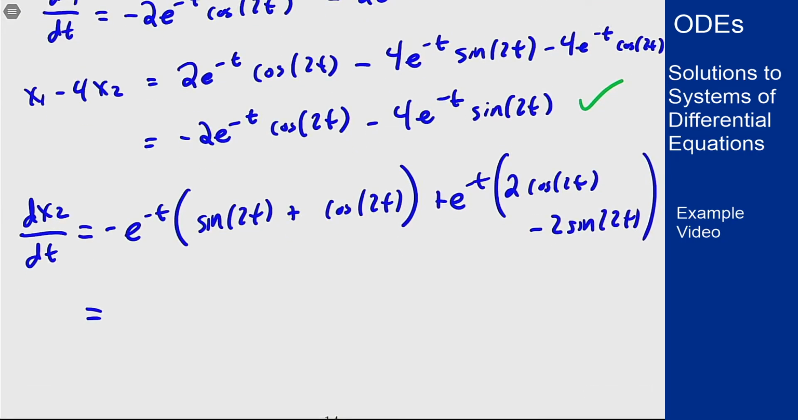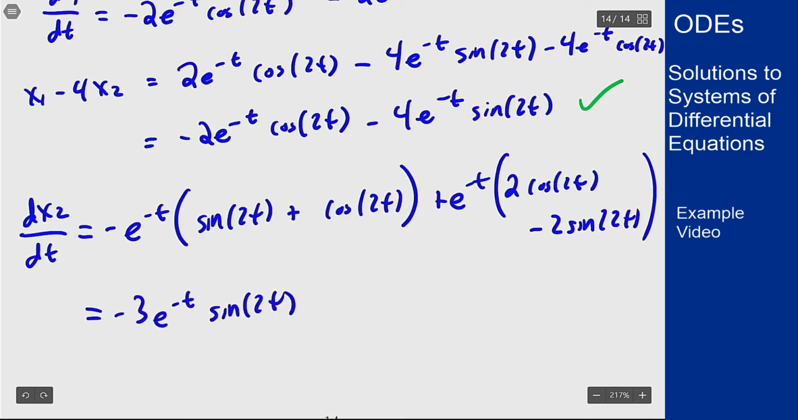For e to the minus t times sine of 2t, I will have a negative 1 from this term and negative 2 from this term. So I'll end up with a minus 3 e to the minus t sine of 2t. For the cosine, I have a plus 2 and a minus 1. So plus 1 e to the minus t cosine of 2t. The other side of that is 2x1 minus 3x2.